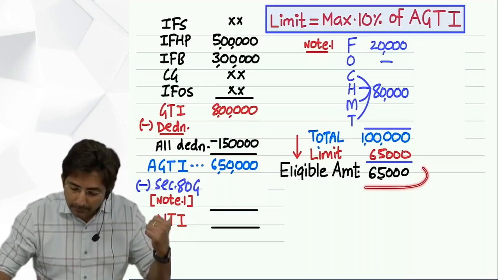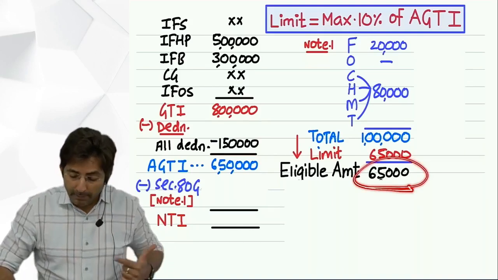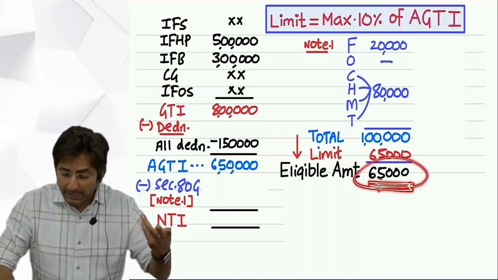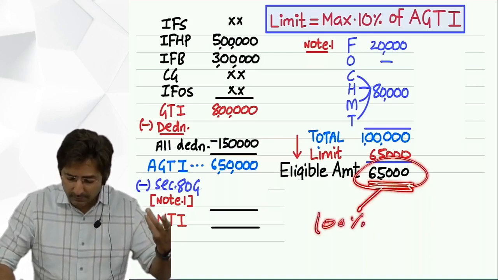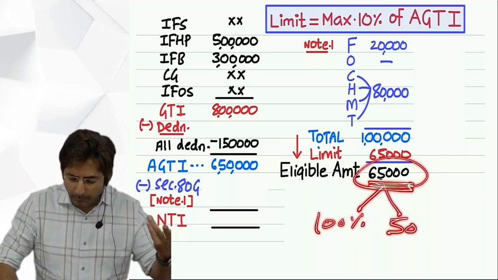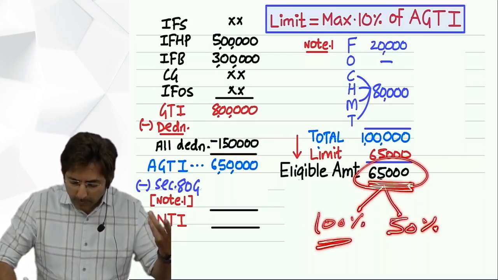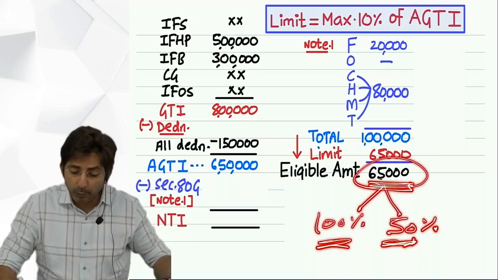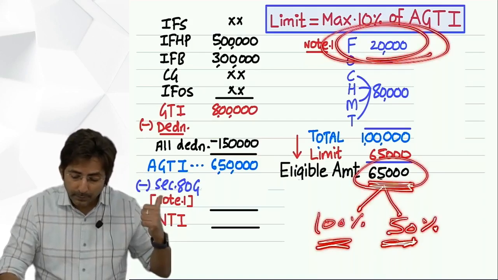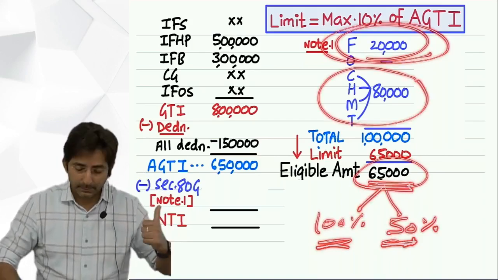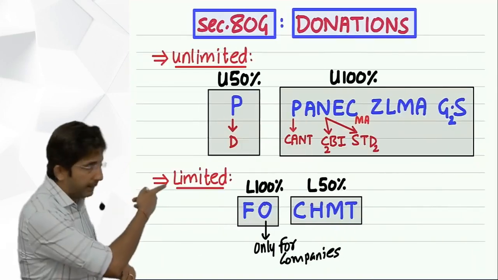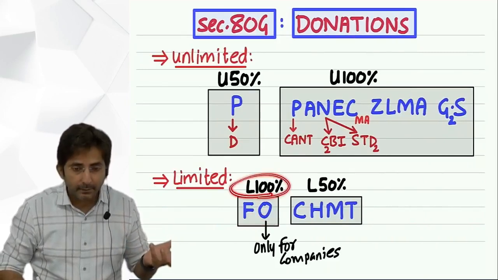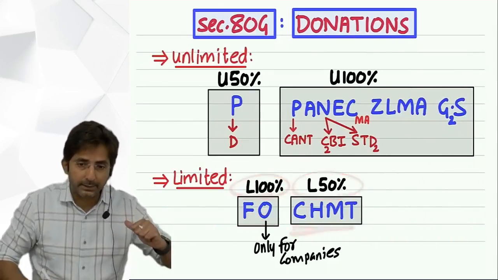So now I am in the limit, and I want to apply 100%, 50%. But what should I do? Should I apply 100% on this, or 50% on this, or should I use both percentages? I will use both percentages because I have donated to F and also Chamat. I hope you have seen this percentage. For family planning, Indian Olympic, it is 100%. And for Chamat, it is 50%.